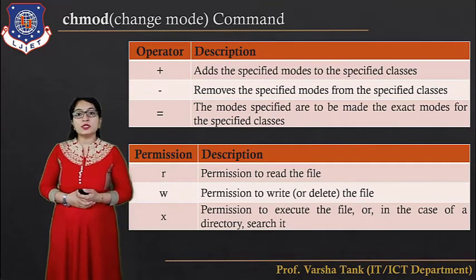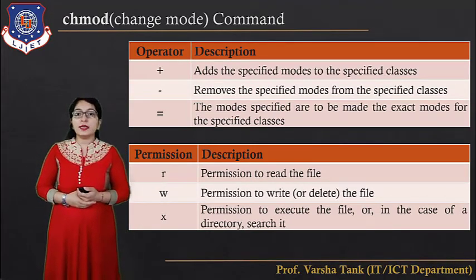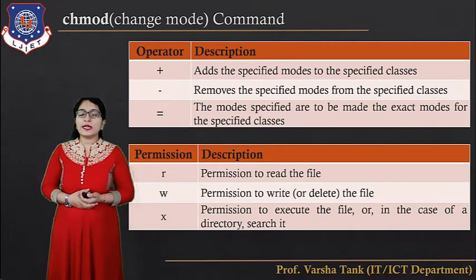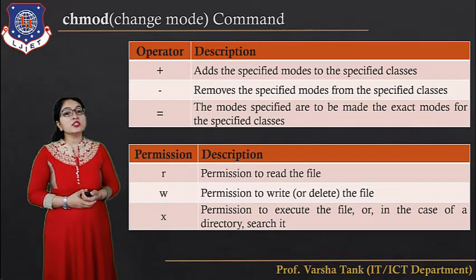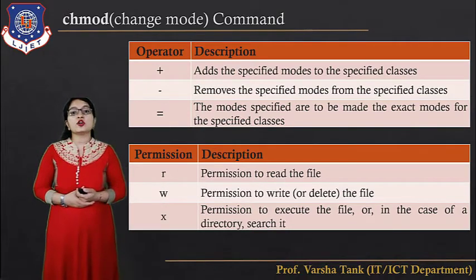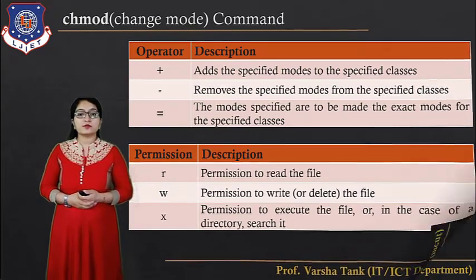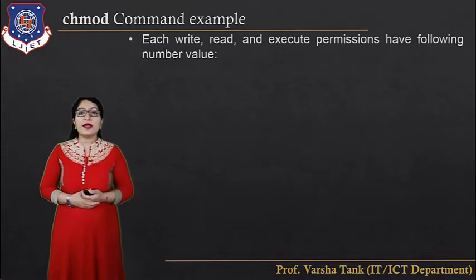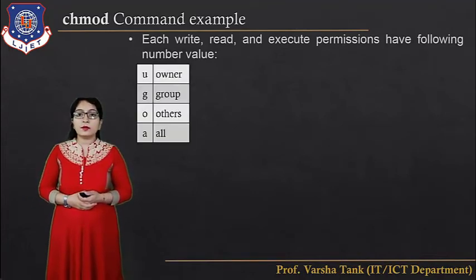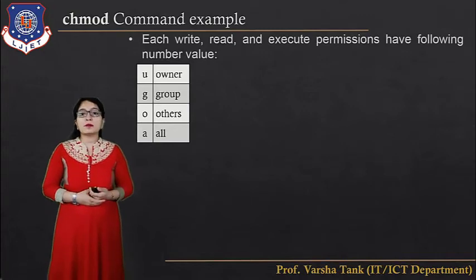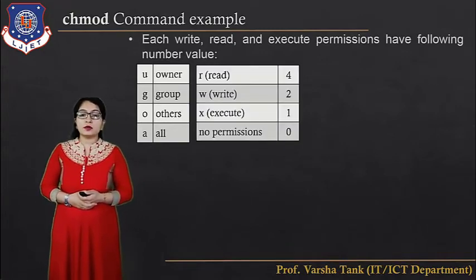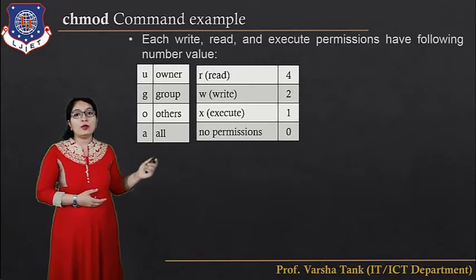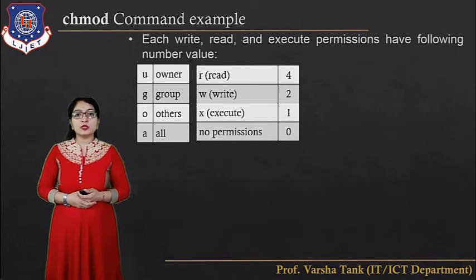Next, the permissions. R means permission to read the file. W means permission to write or delete the file. And x means permission to execute the file or, in the case of a directory, search it. For the chmod examples, read, write, and execute permissions have the following number values. U is owner, g is group, o is other, a is all; r, w, and x are 4, 2, and 1; and no permissions is 0.